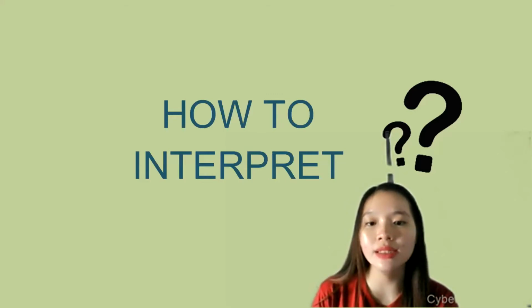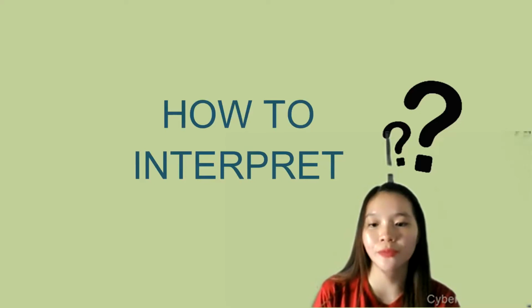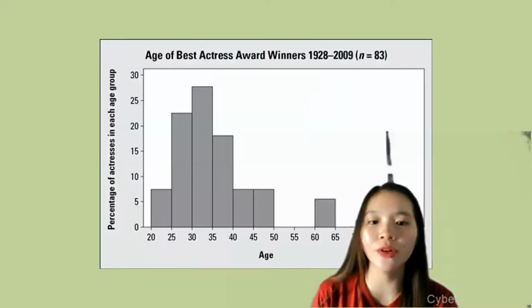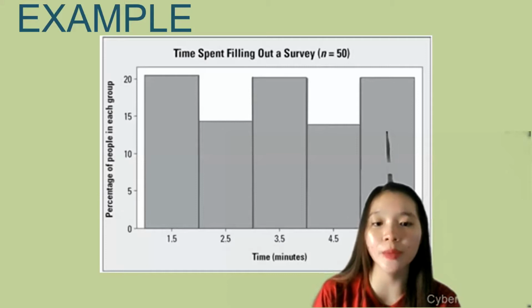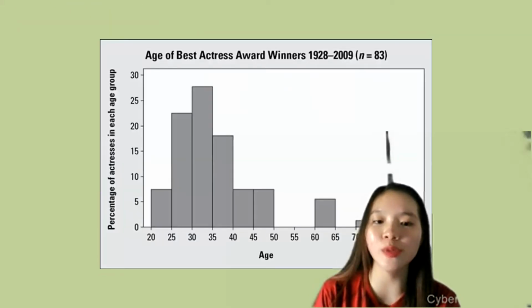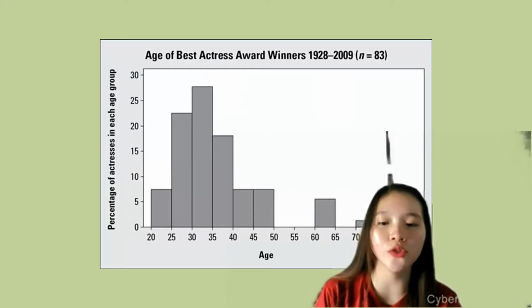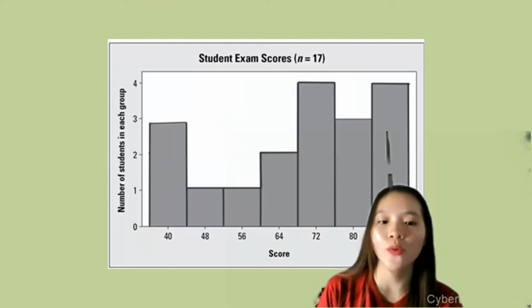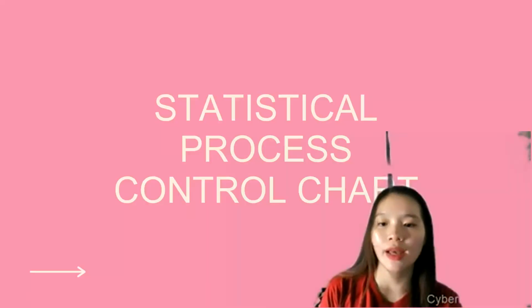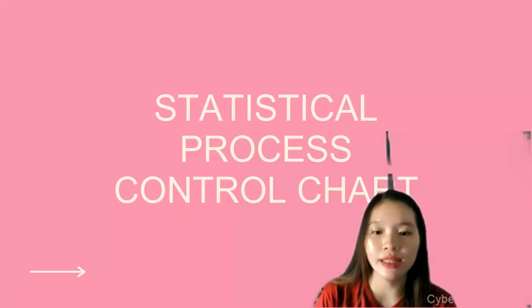The first ones are symmetric, skewed right, and skewed left. Symmetric: if you cut it down the middle, the left-hand and right-hand sides resemble mirror images of each other. Skewed right looks like a lopsided mound with the tail going off to the right. And skewed left looks like a lopsided mound with the tail going off to the left. And the last tool is the statistical process control chart.